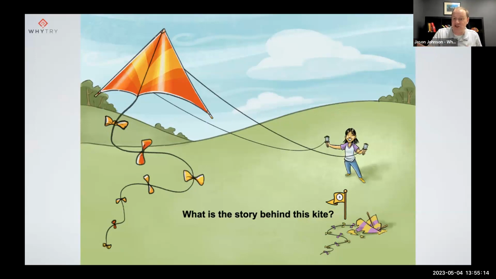It probably didn't have support. Maybe it took on some damage. Maybe the strings got broken or the person let it go. Awesome. I love the answers. And if you look close, there's no strings attached to that kite on the ground. So without the strings, it flew for a minute, but it ended up crashing. And that same thing can happen to us.